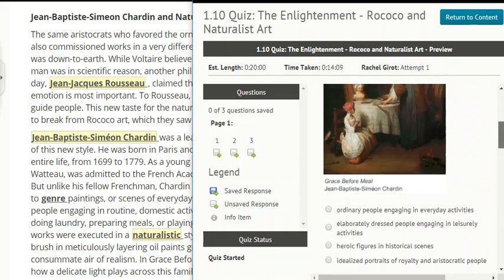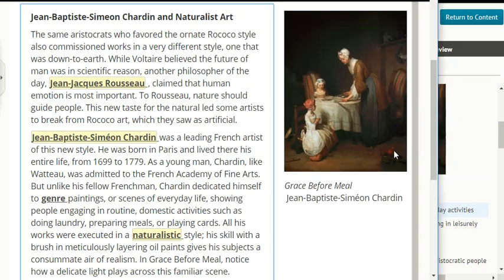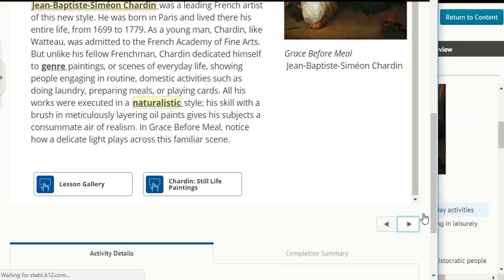And we have one last question. Yes, we're looking for the subject matter. Is it ordinary people engaging in everyday activities? Genre paintings, that's what those are. That's my guess. It's definitely not elaborately dressed people. They're not heroes and they're not royalty. So, system of elimination. Let's see here.